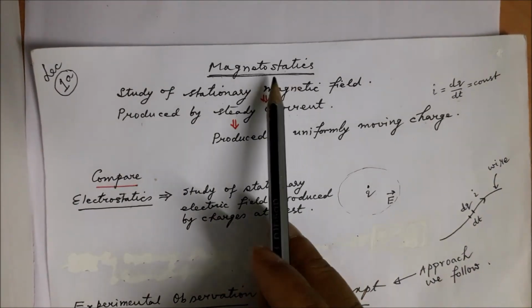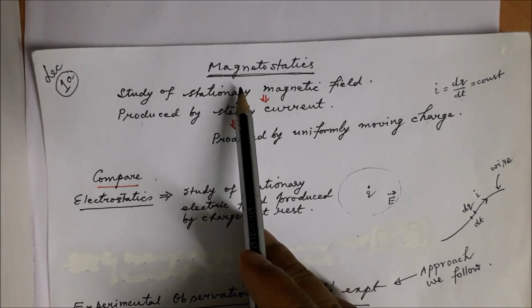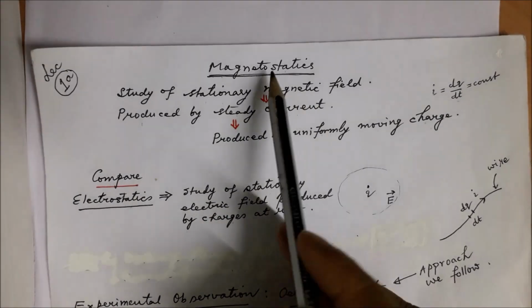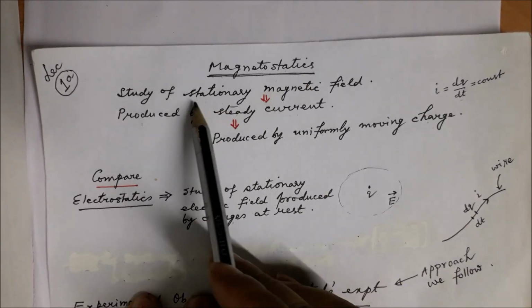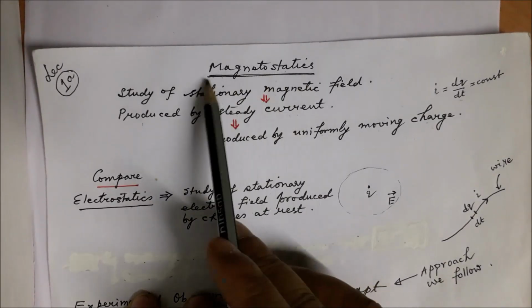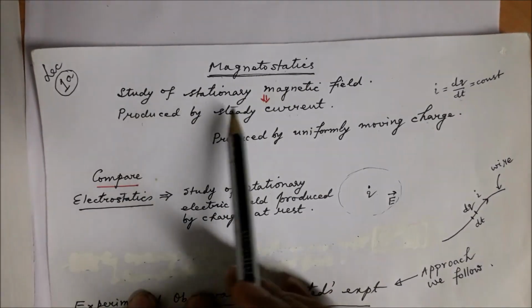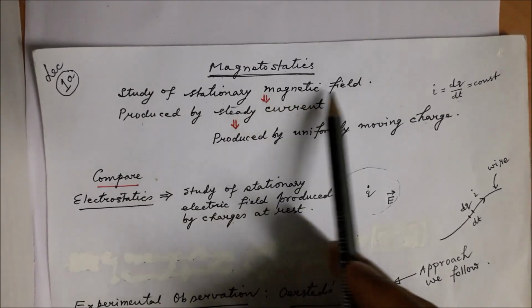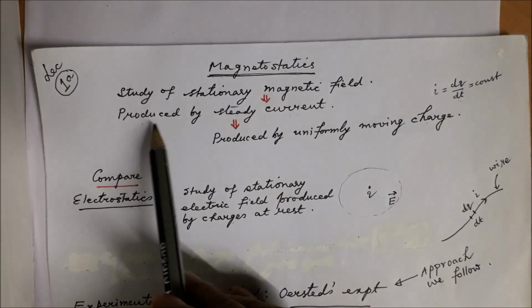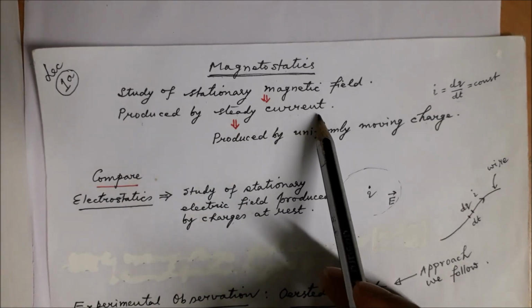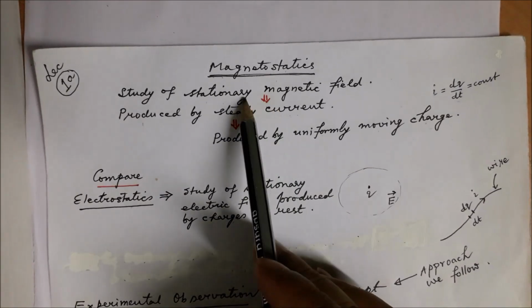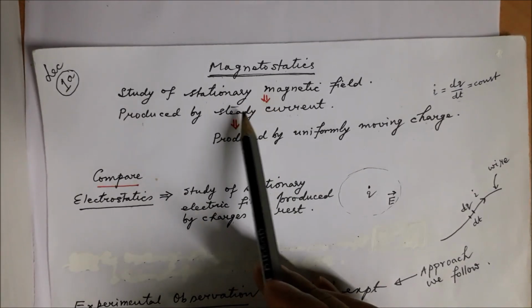Magnetostatics, as the name implies, is a combination of two subwords. One is magneto, which means magnetic field, and statics, which means stationary. So magnetostatics is the study of stationary magnetic field. A stationary magnetic field is produced by steady current. Since the magnetic field is stationary, the current that produces it has to be stationary.